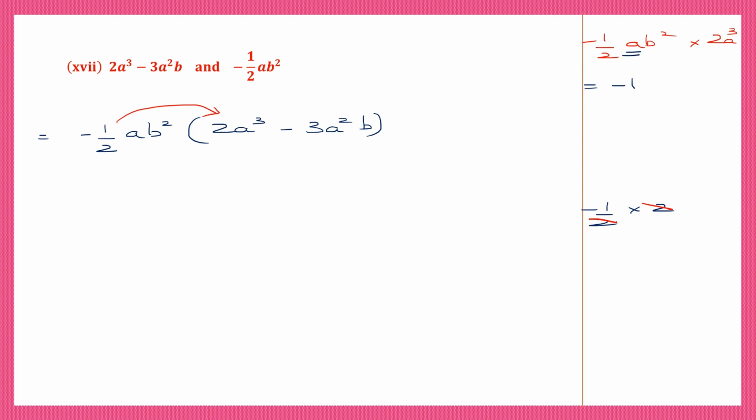Let's look at the a's. There's one a here and a to the power of 3. So that will be a to the power of 1 plus 3, which is 4, and b is b to the power of 2. So instead of writing minus 1 a to the power of 4 b square, we can say minus a to the power of 4 and b to the power of 2. So that's the first thing, minus a to the power of 4 and b to the power of 2.